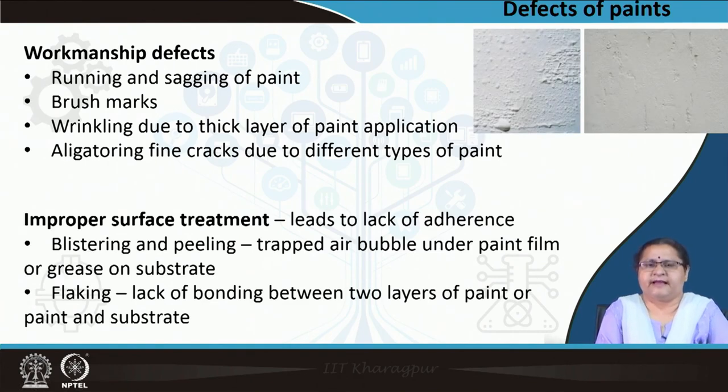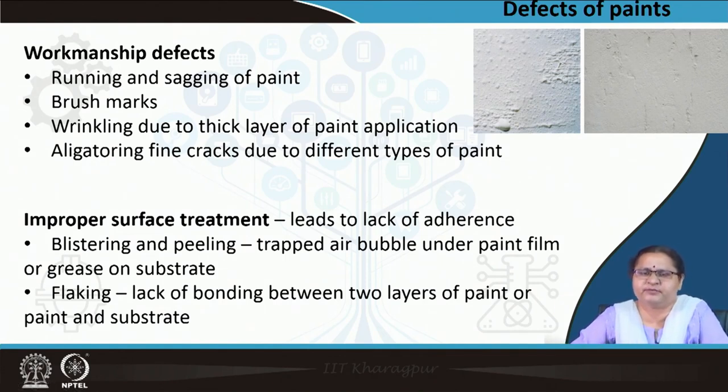Improper surface treatment, as I have told you, leads to lack of adherence. Blisters, locally you will see a portion has swelled up. You can see in this picture, these are blisters. Trapped air bubble under paint film or grease on substrate. So, if there is grease on substrate, the paint could not adhere to it. So, you require proper surface treatment. Before applying the paint, the treatment of the surface is very important, particularly when it is an old substrate.